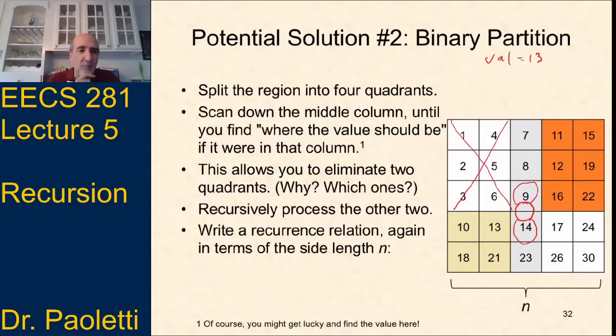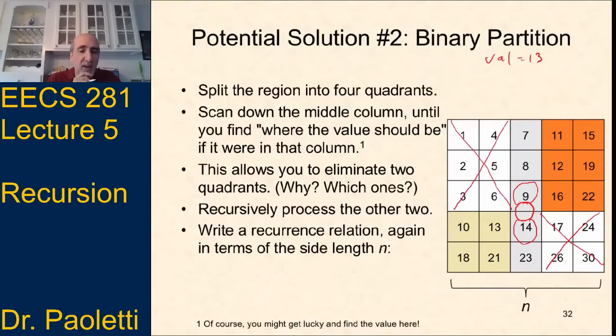I see a 14 below me. That 14 below me says, hey, 13's not there, and everything below 14 is bigger and everything to the right of 14 is bigger. That means 13 can't be there. So now I've eliminated 2 regions instead of 1 region. And I had to scan the middle column, and when I find out where it should be, I look at the values above and below it.